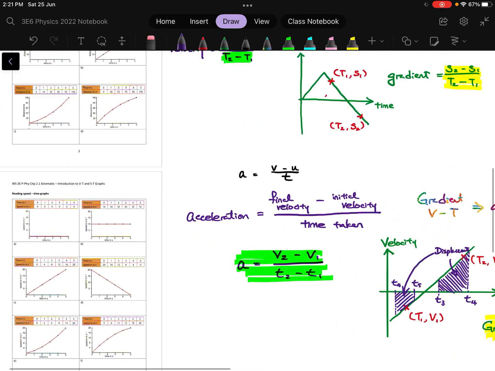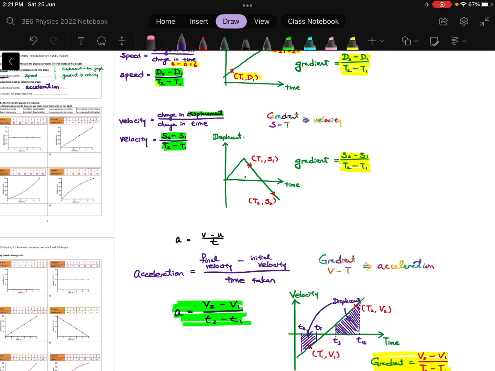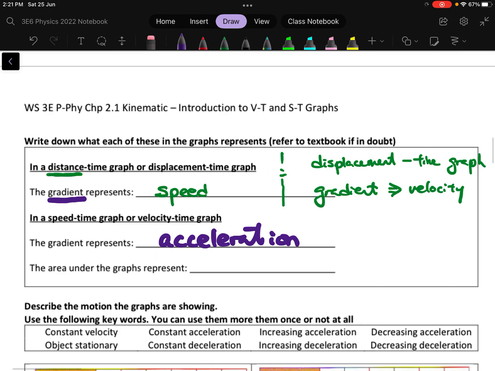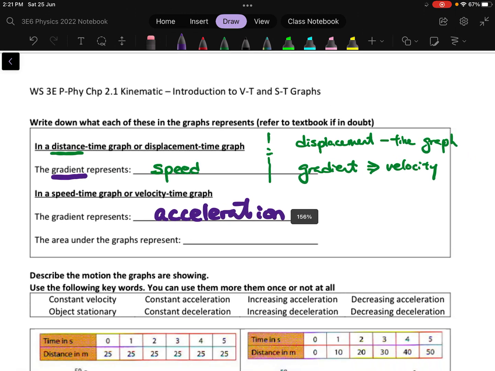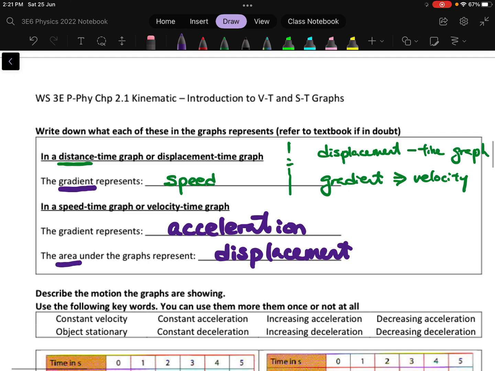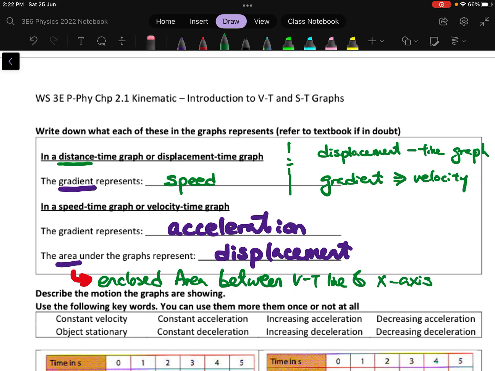So what we have learned is that there are two things that you can find from a VT graph. First one is that the gradient of a VT graph will give you the acceleration. Second one is that the area under the VT graph will give you the displacement. And this area under the graph refers to the enclosed area between the VT line and your x-axis, which is your time axis.